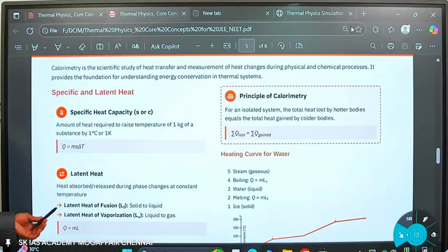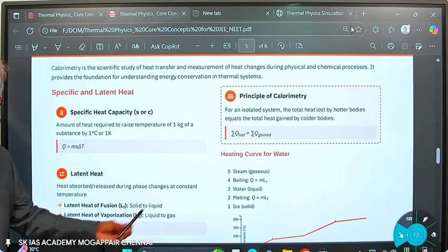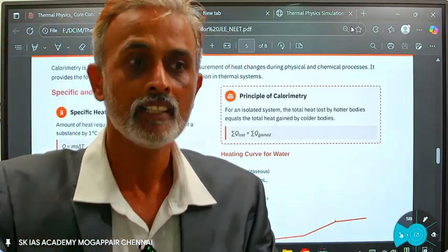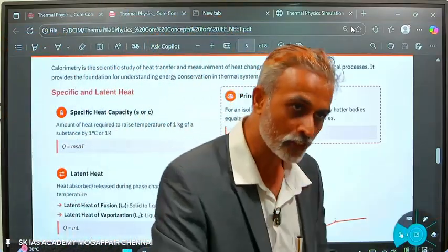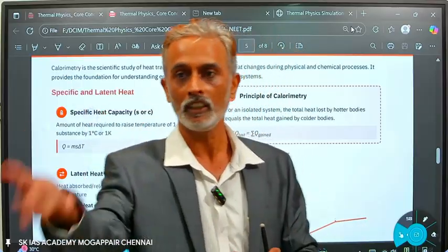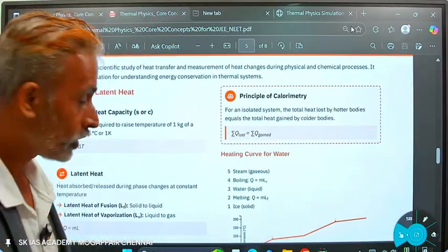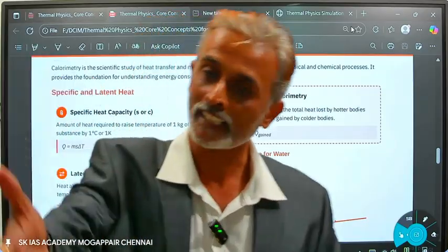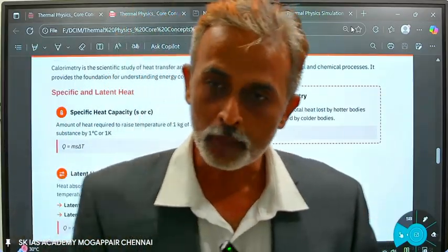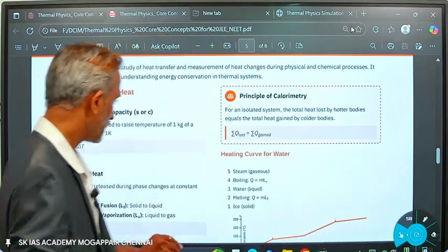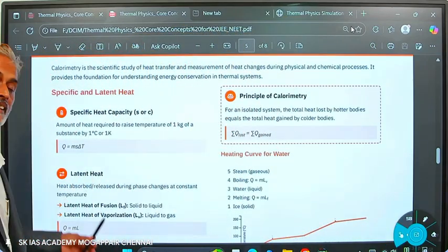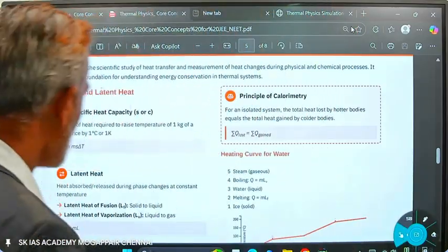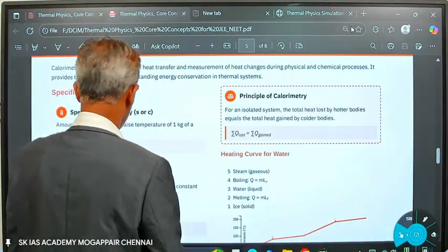Okay, so latent heat of fusion. What is fusion? It means you take ice converted to liquid. We can say that is the latent heat of fusion. Ice to liquid, fusion. And vaporization, liquid to gas. We can say that is the vaporization. Any doubt? So the latent heat formula: Q is equal to M into L. M is the mass, L is the latent heat.